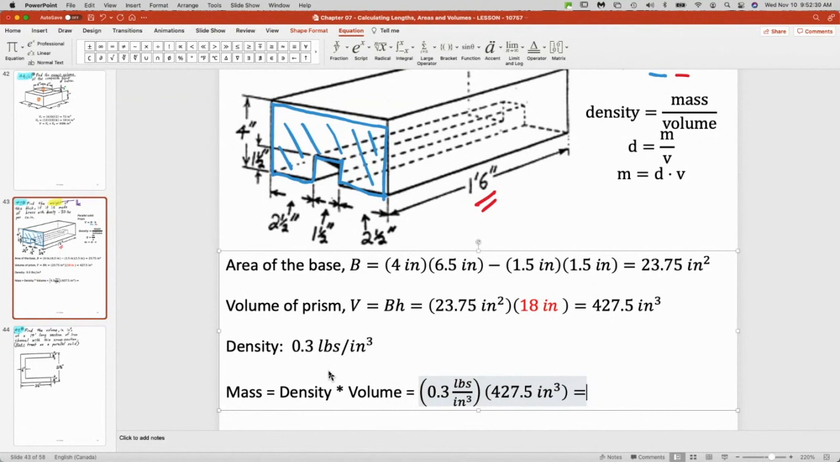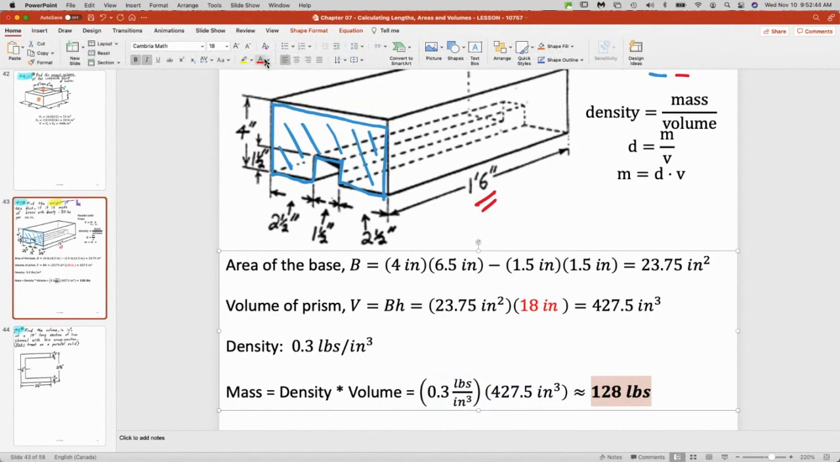So yeah, 128. I'm just checking the answer key. That's the answer, so we're good to go here. The answer is indeed 128 pounds. I'm just going to highlight that and give you a break.